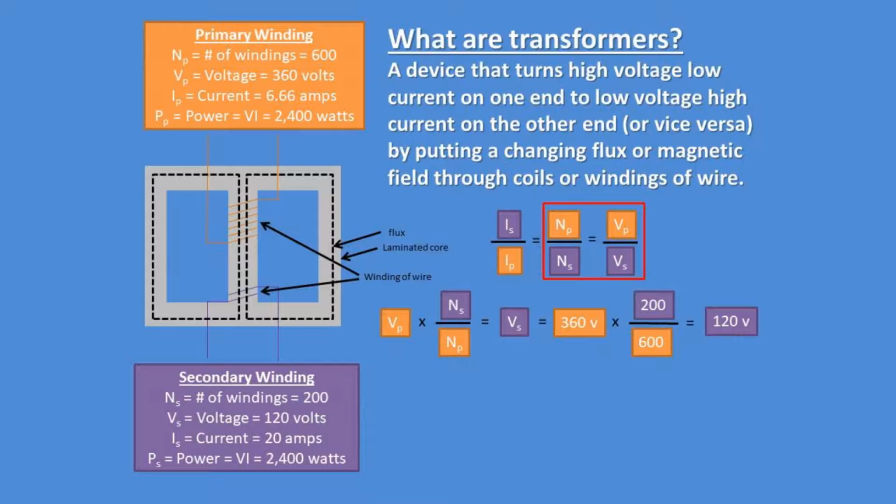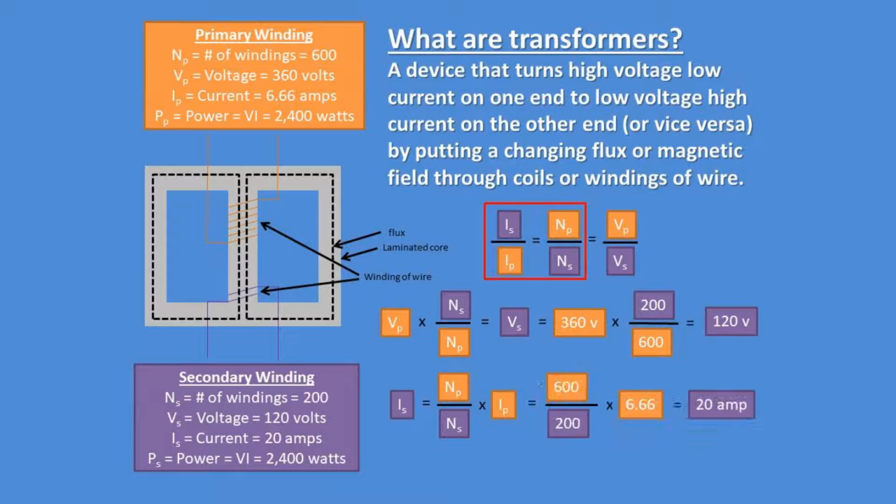Now let's solve for the current secondary when only given the number of windings. Using this section of the equation and rearranging the formula, we get this equation for the current secondary. Plugging in our values, we get that the current secondary is 20 amps. Now let's say you're only given the current and voltage. You would need to use this part of the equation to solve this problem.